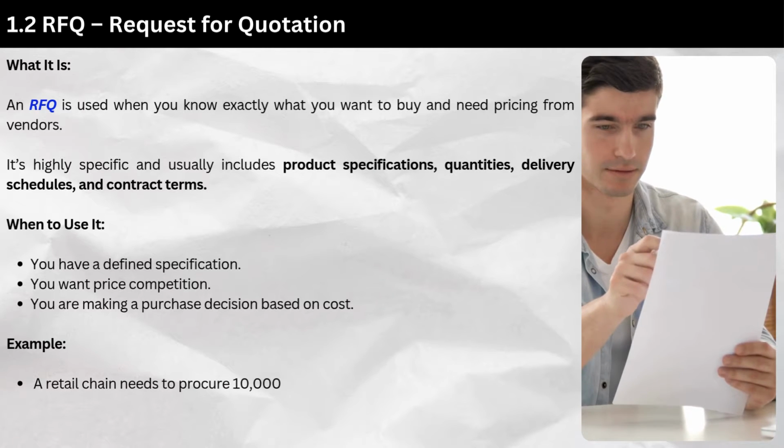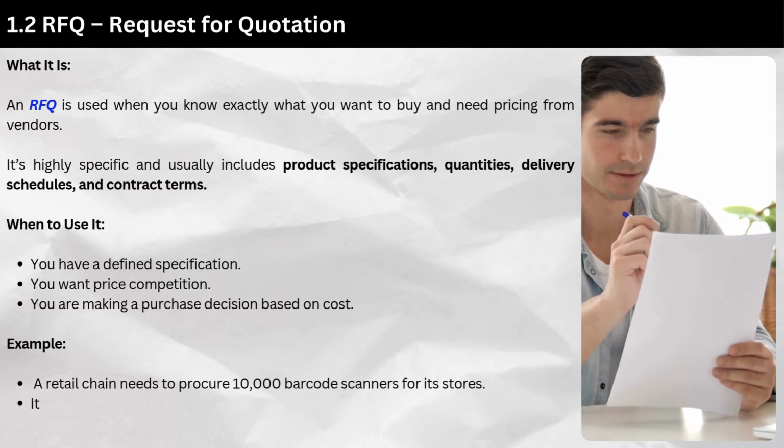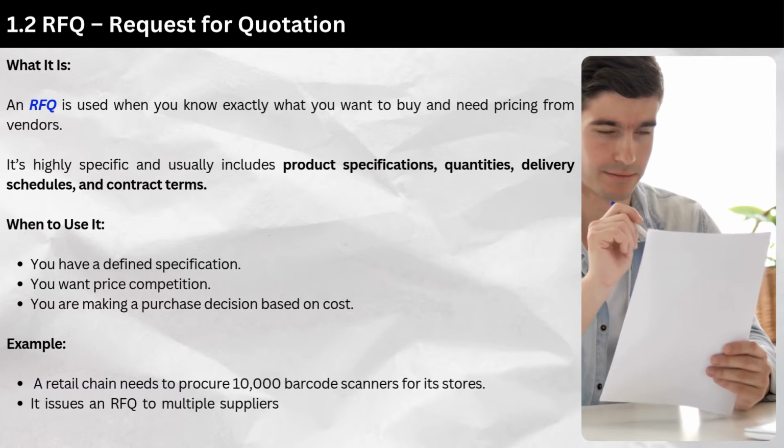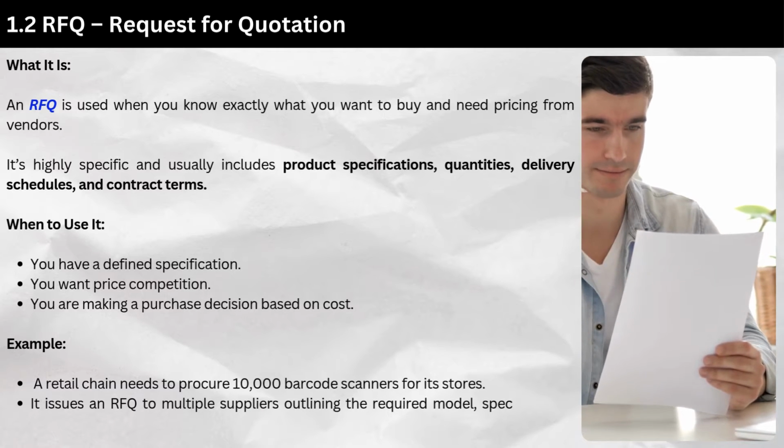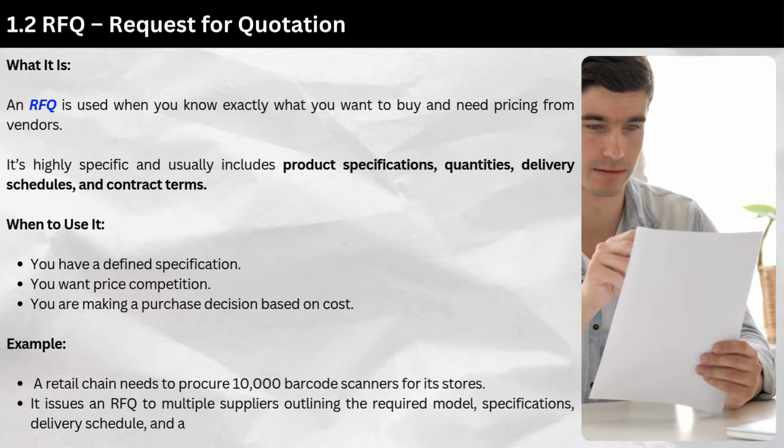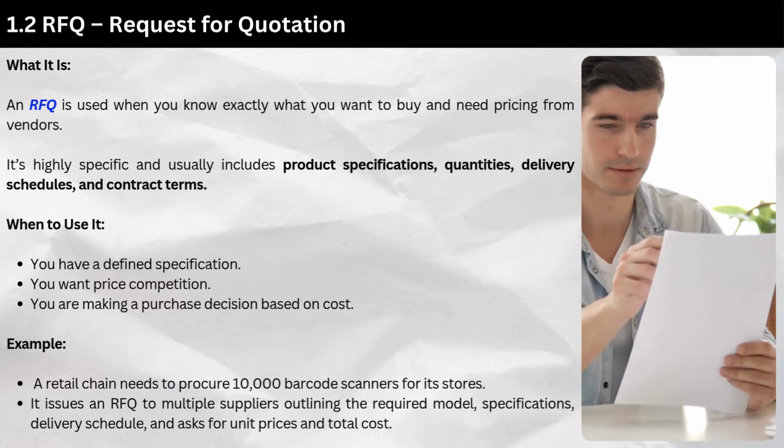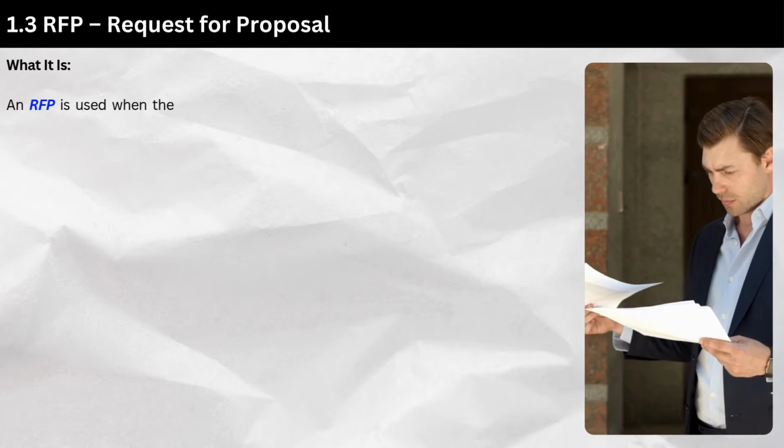Example: a retail chain needs to procure 10,000 barcode scanners for its stores. It issues an RFQ to multiple suppliers outlining the required model, specifications, delivery schedule, and asks for unit prices and total cost.